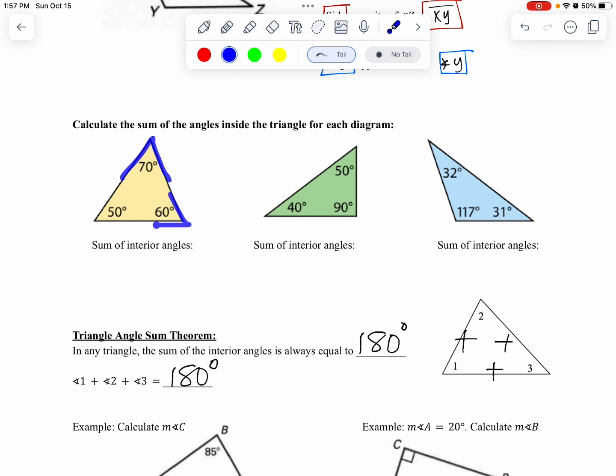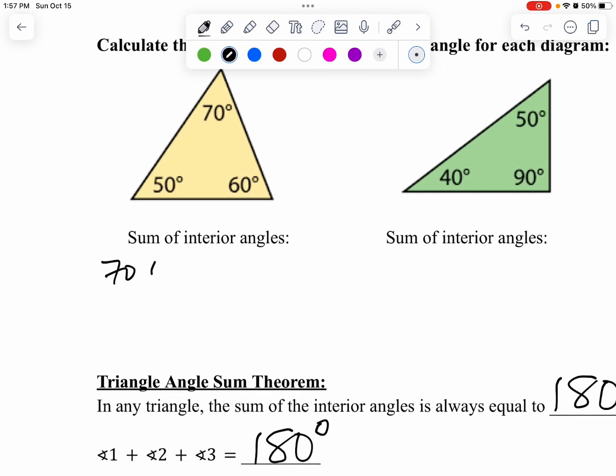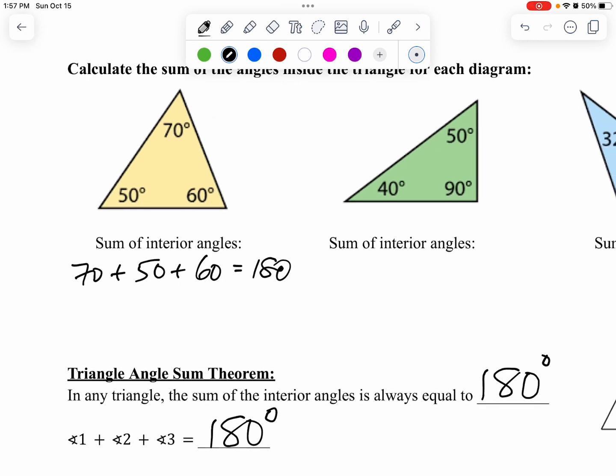You can check. 70 plus 60 plus 50. If you're good at mental math, you already know that that adds up to 180, or you can add it up in your calculator, okay? 40, 90, and 50 added together equals 180. 117, 31, 32 equals 180, okay? You can actually write this if you need to. I gave you space to do so since these are your notes. You can get that copied down.